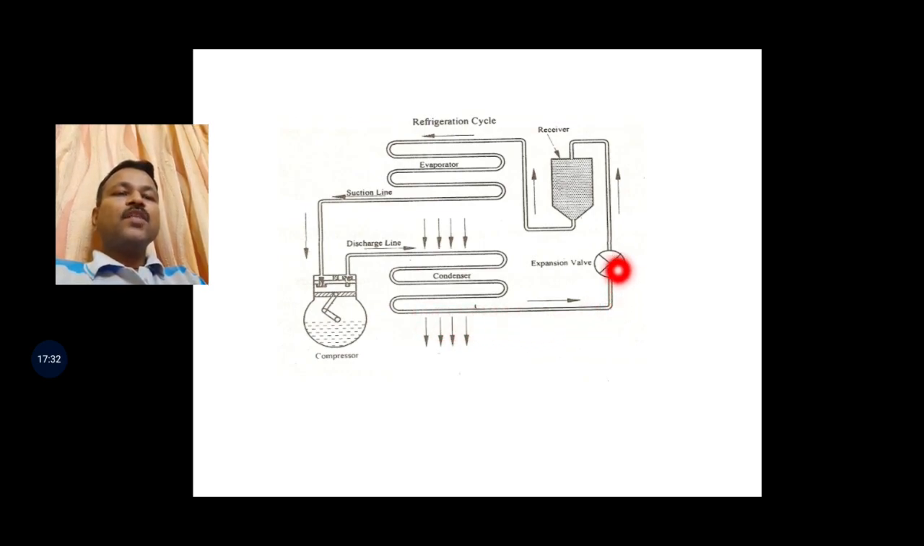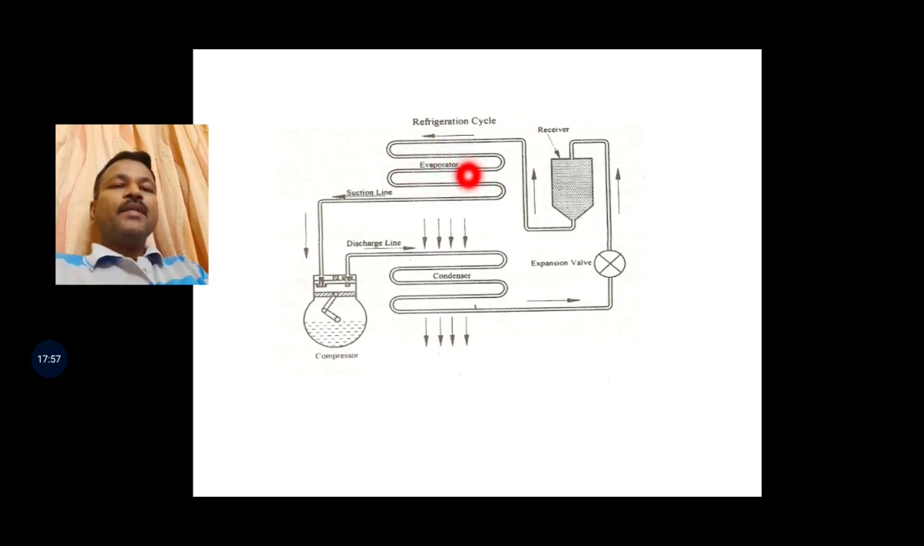Then it goes to the expansion valve. The expansion valve has to expand. When it is expanded, the high pressure is converted to low pressure, and the high temperature is converted to low temperature. Then it goes to the receiver. In the receiver, the liquid refrigerant will be stored temporarily. Later it goes on in the refrigeration cycle.